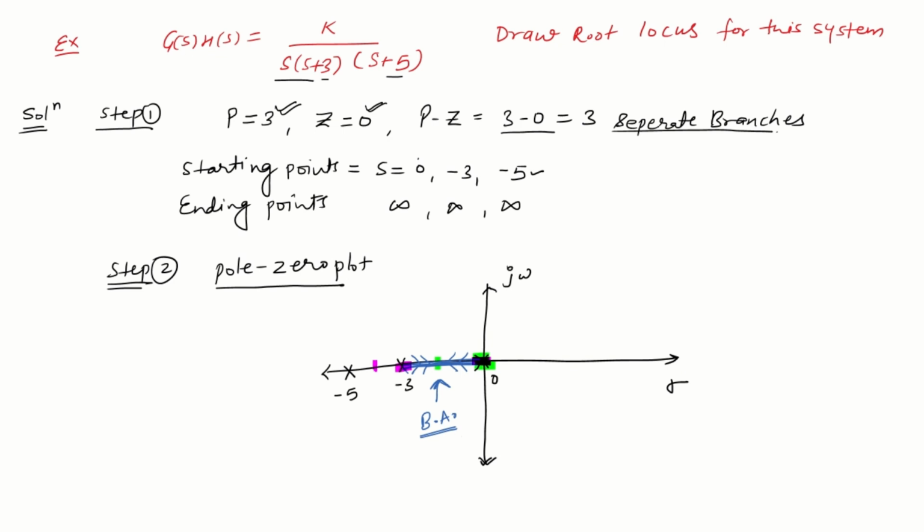So, there are 2 roots on the right side of this point. Hence, we can say that root locus will not lie in this section minus 3 to minus 5. So, let me again write here: in this section minus 3 to minus 5, root locus will not lie.